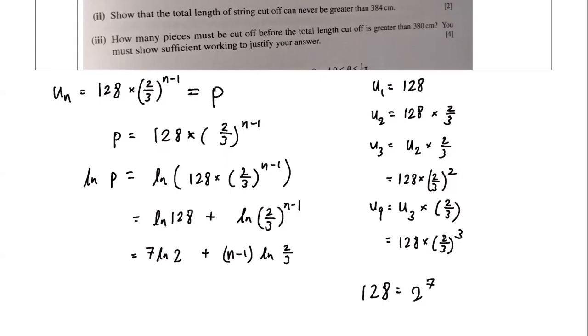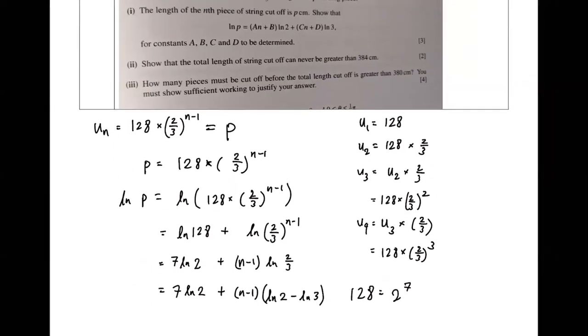Can we go a bit faster? Yes, ln 2/3 is actually ln 2 minus ln 3, in a bracket times n minus 1. Add on 7 ln 2 at the front. Okay, then what do we do next? We want ln 2 multiplied by some an plus b, ln 3 multiplied by some cn plus d. I see ln 2, I see ln 2. Here only a single ln 2, so what should we do?